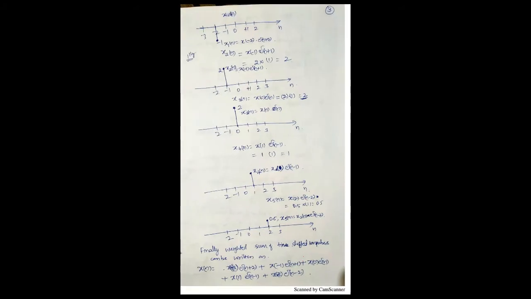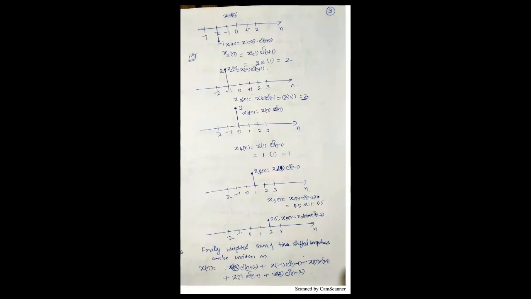Now see, x at 5 is equal to x of 2 into delta of n minus 2, the shifted function. Therefore, x at 2 is 0.5, and delta of n minus 2 is always 1, the unit sample. So it is equal to 0.5. Therefore, separately I am writing all the impulses.